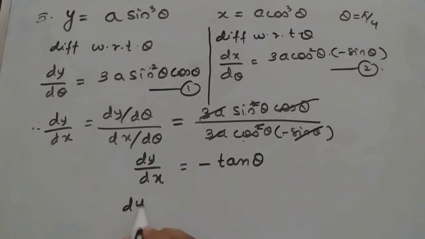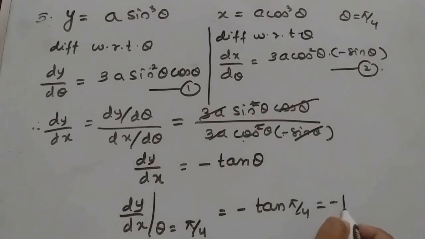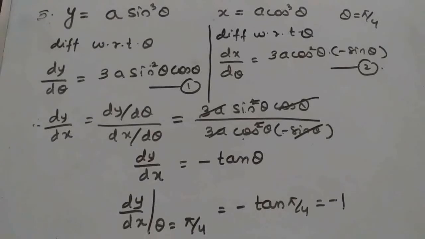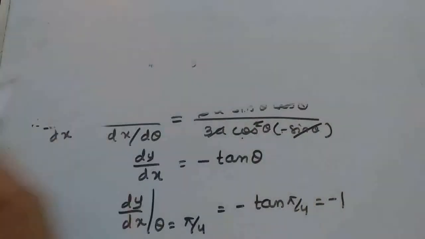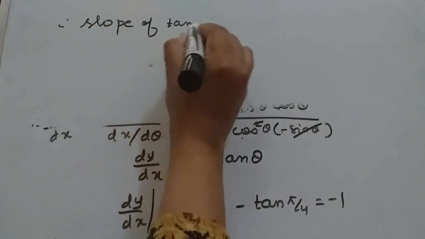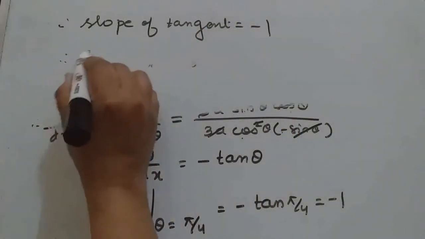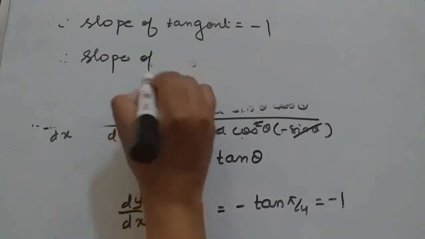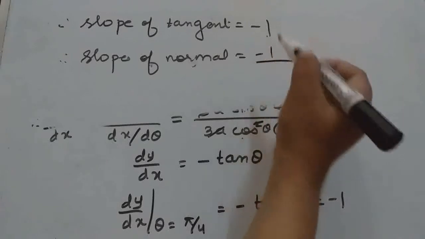But the point is also given, theta we should consider at theta is pi by 4. So minus tan pi by 4, that is minus 1. So this is the slope of the tangent. Okay, so here we can write the slope of the tangent is minus 1. Therefore the slope of the normal will be minus 1 by this slope.